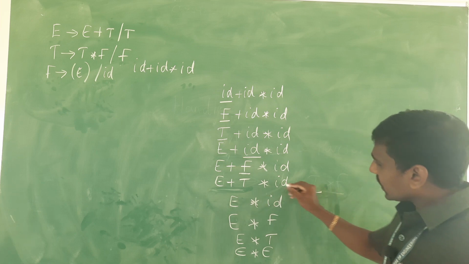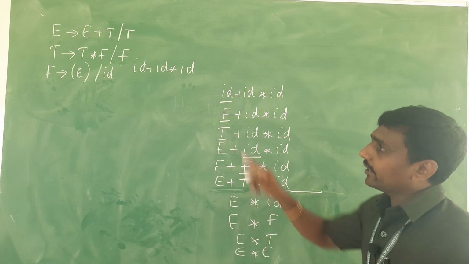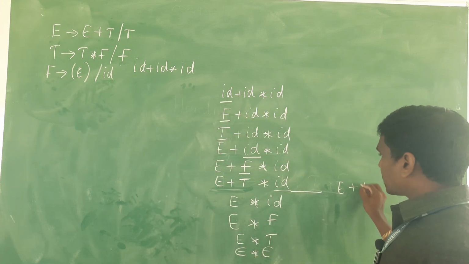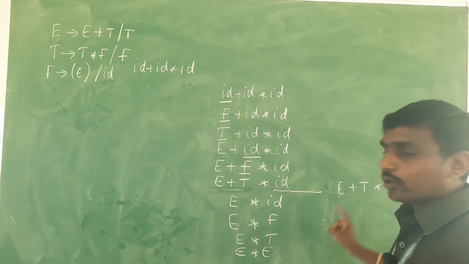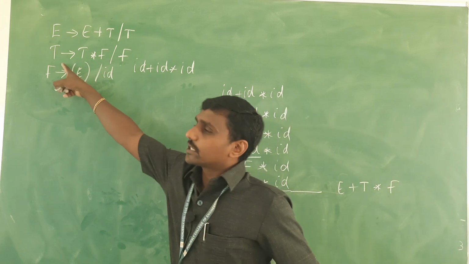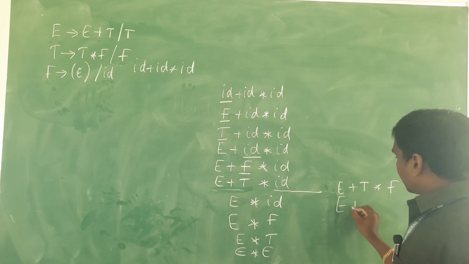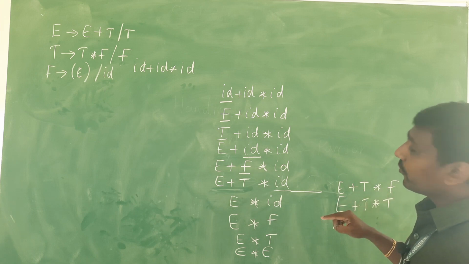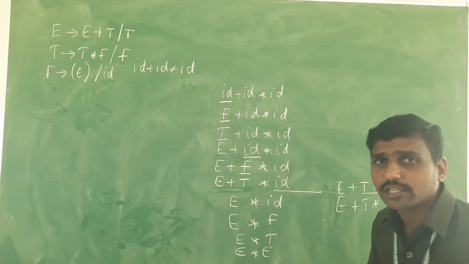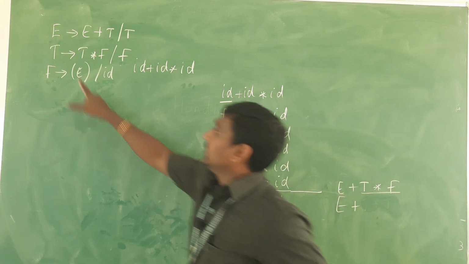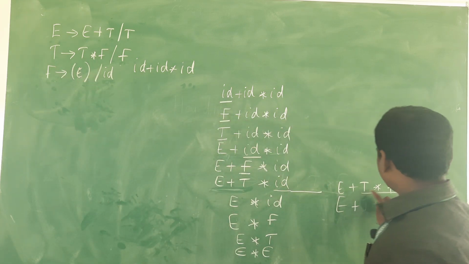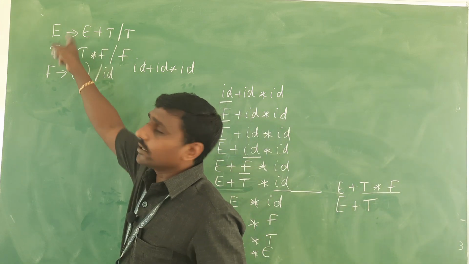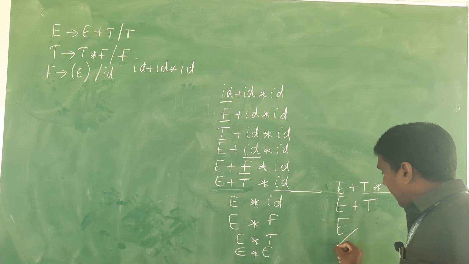Then what is E ID? Whether ID has a handle? Yes, F tends to ID. So the string becomes E plus T star F. Whether F has a handle? Yes. What is F? T tends to F. So the string is T star T. Before that, T star F has a handle. T tends to T star F. So I can replace T star F with T. Clear? Whether E plus T has a handle? Yes, that is E. So we derived the start symbol.